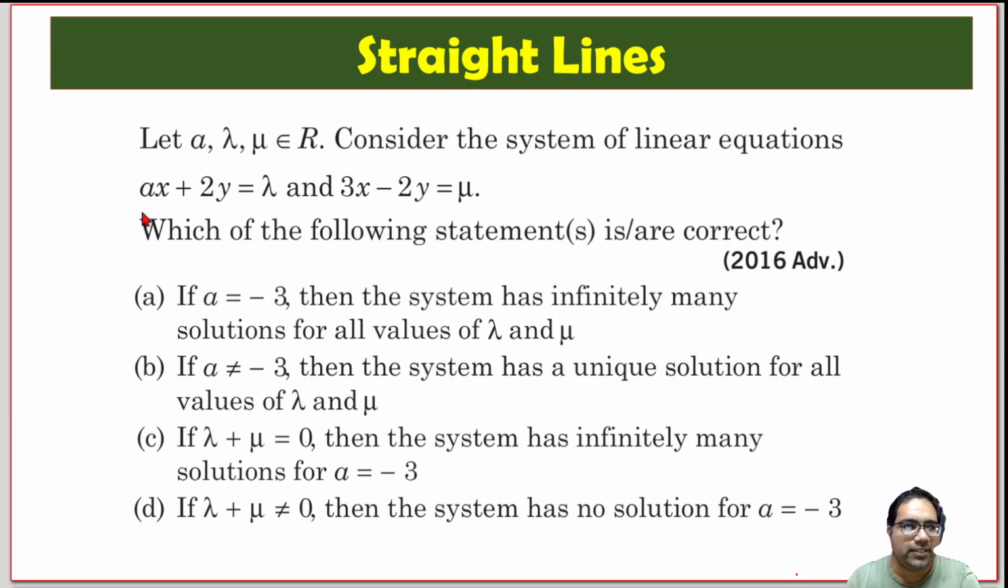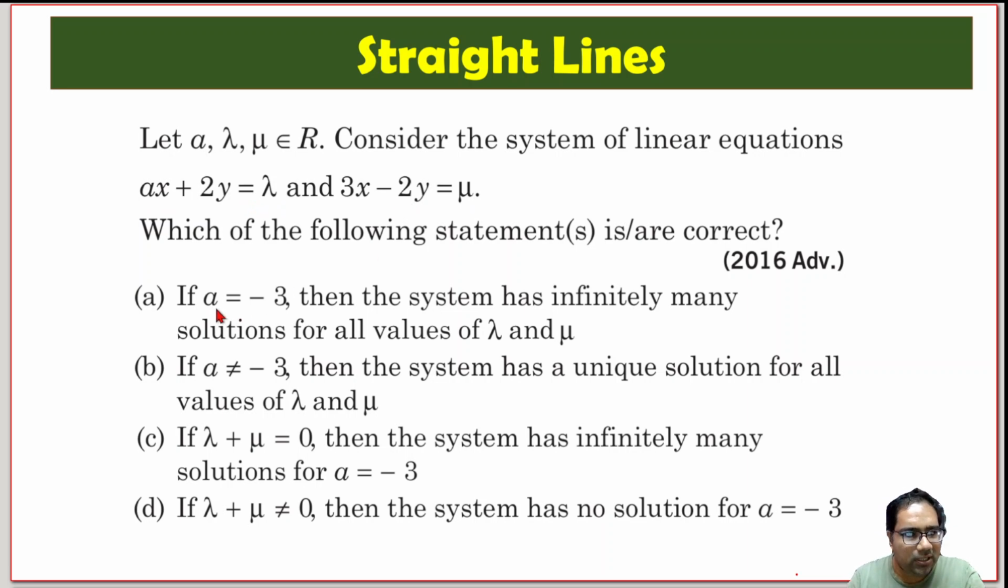We are given two lines, ax + 2y = λ and 3x − 2y = μ. Then, which of the following statements are correct? We don't know what a is. a could be anything. It could be 1, 2, 300, whatever. And λ and μ also we don't know. Then what can we say about these two lines?